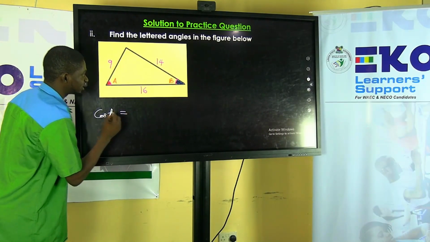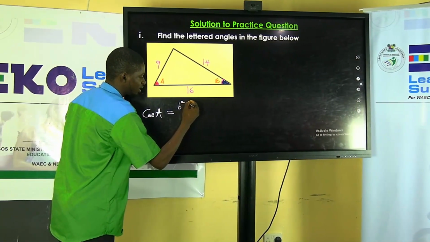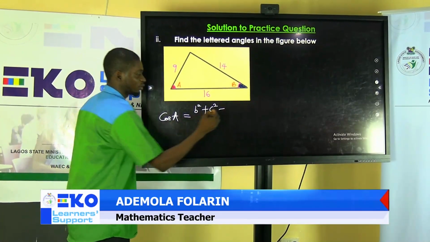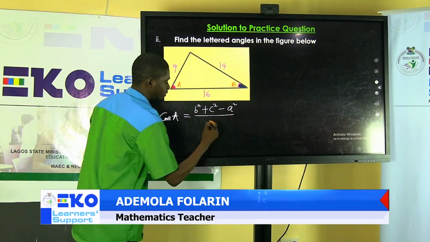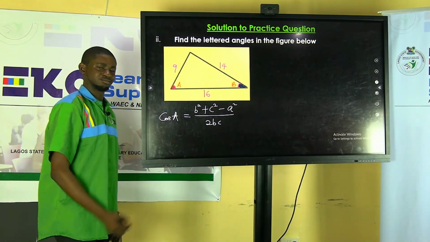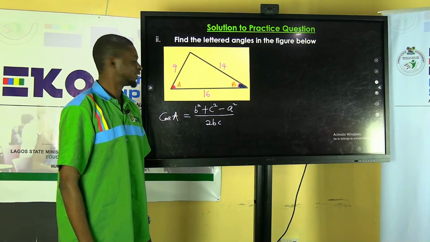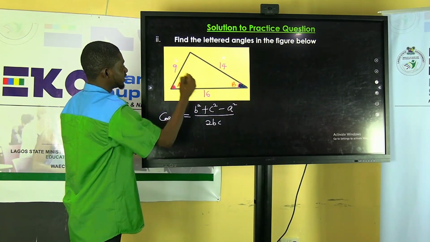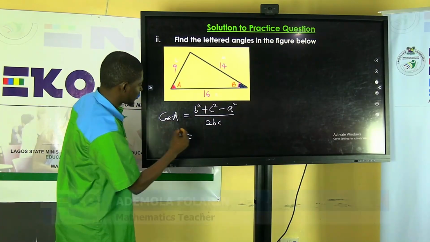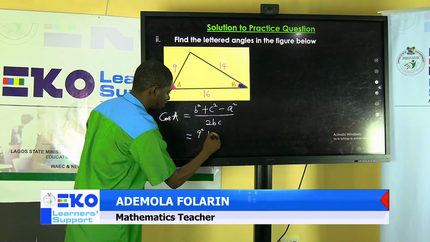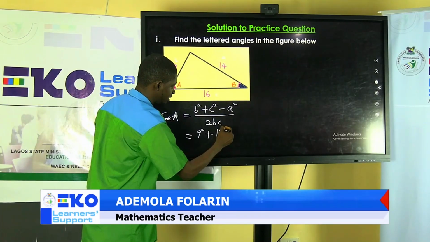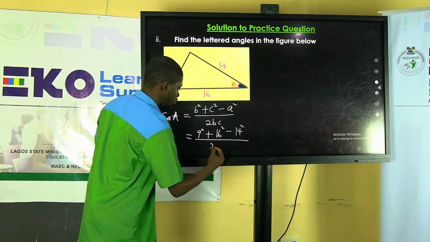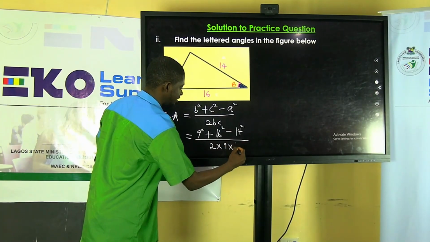Cos A equals the three sides, that will be B squared plus C squared minus the side of the angle we are looking for, A squared, all divided by 2BC. Being able to write this, you're good to go. All right, then let's substitute, because this is our A, this is our B, this is our C. So B, 9 squared plus C, 16 squared minus 14 squared, all divided by 2 times 9 times 16.